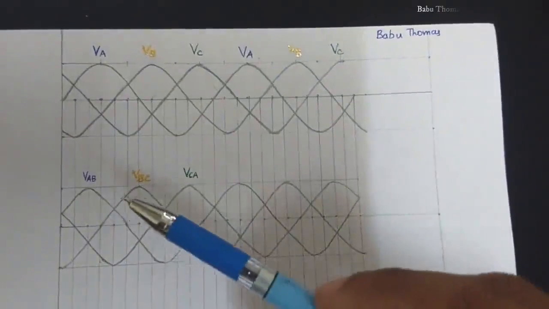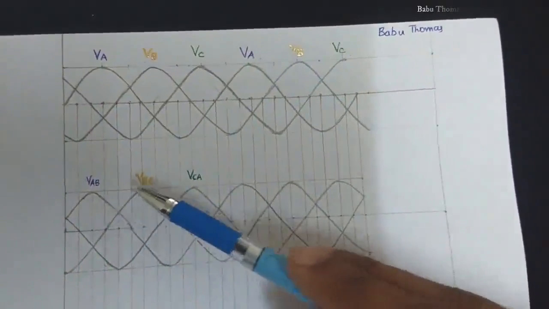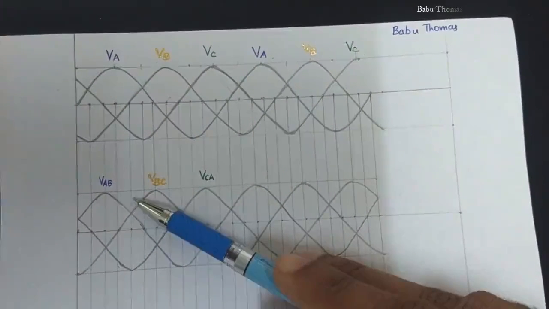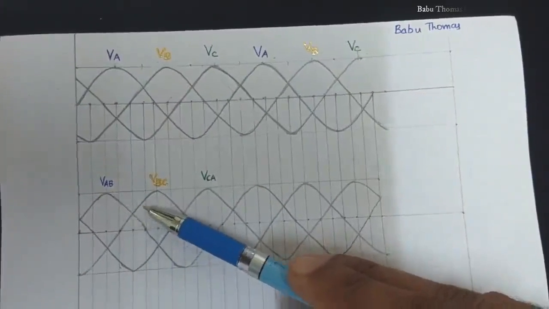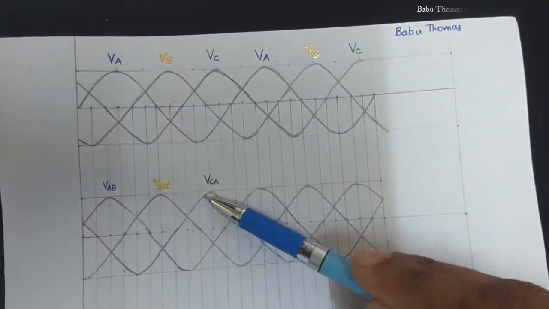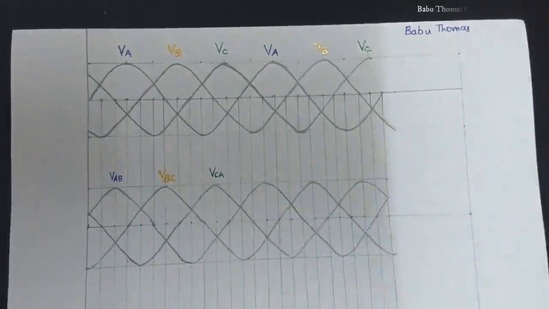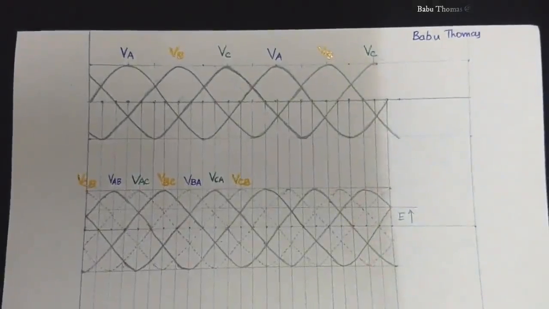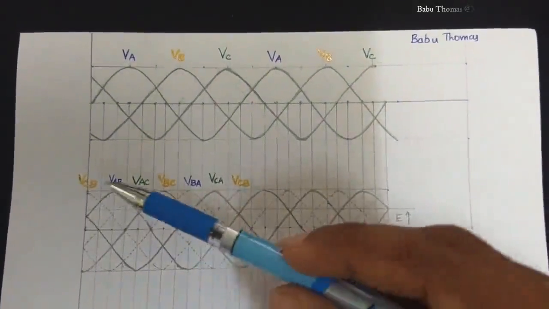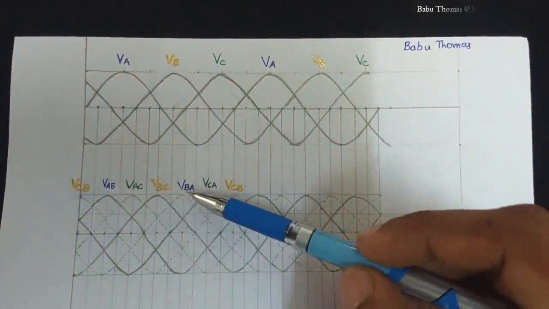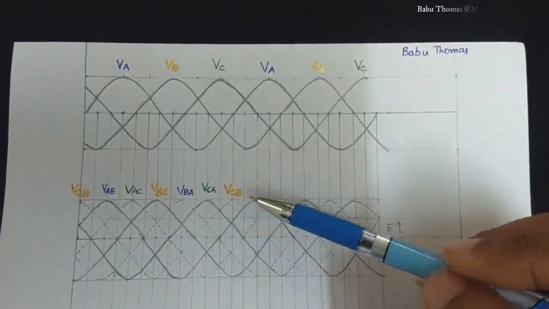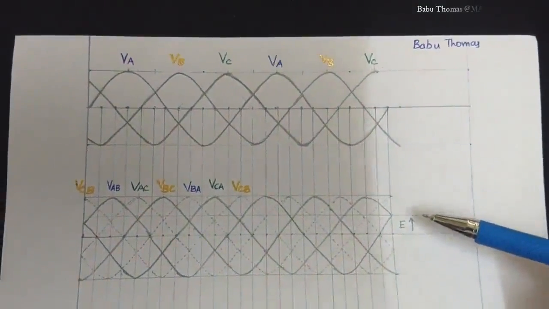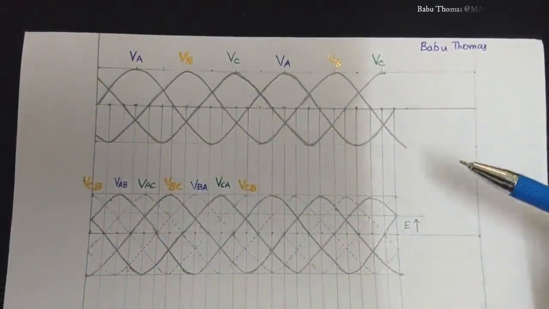Now we have drawn all the three line voltages VAB, VBC and VCA. In a similar fashion we will be drawing VBA, VCB and VAC in order to complete the three-phase waveforms. Now we have all the three-phase waveforms which you have marked over here. So it is VAB, then VAC, VBC, VBA, VCA, VCB, and again it is continuing. And we have also marked the EMF E, because the load is an RLE load, so we have marked the E also.